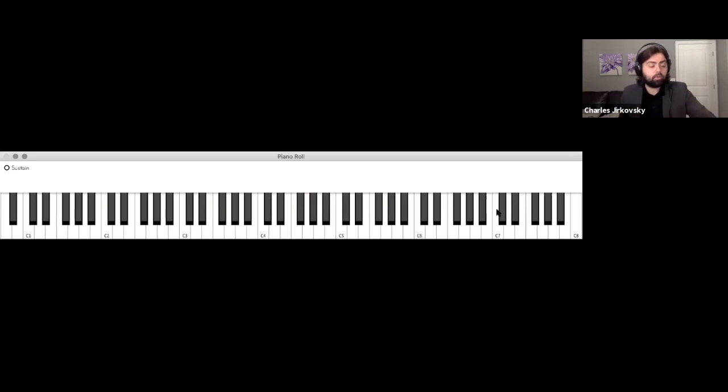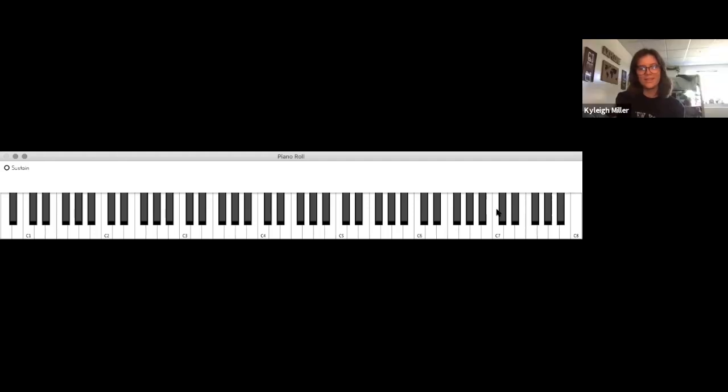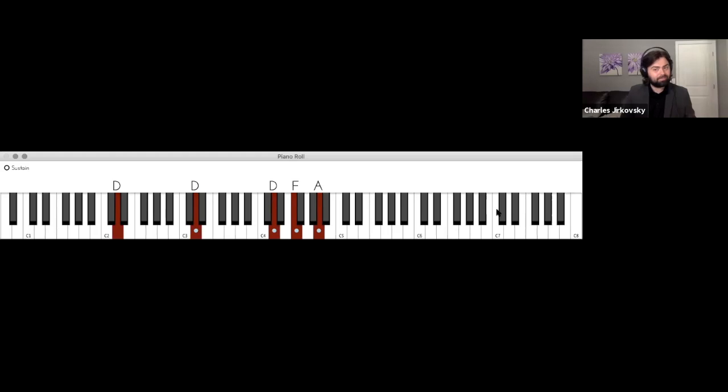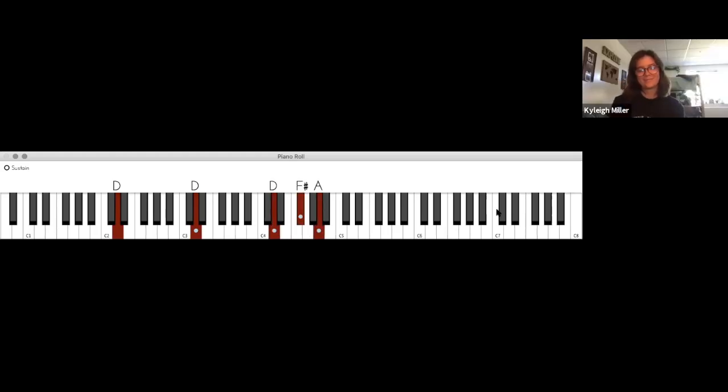Now, when you look at a chord chart or a lead sheet, if you couldn't already, you can figure out these chords. So if you're looking at a chord chart and it says play a D major chord, how would you spell that? A D, an F sharp, and an A. F sharp.